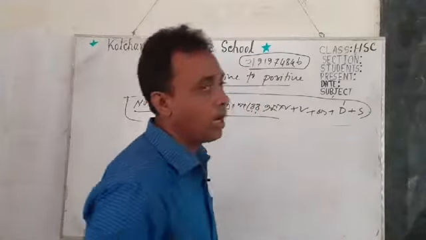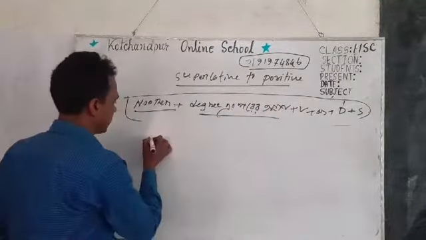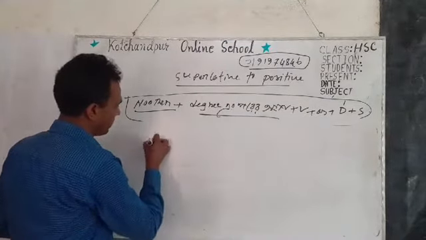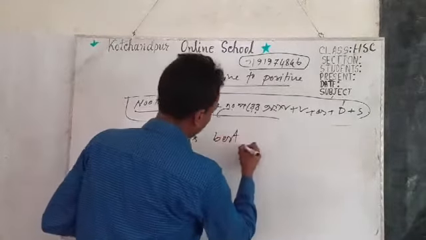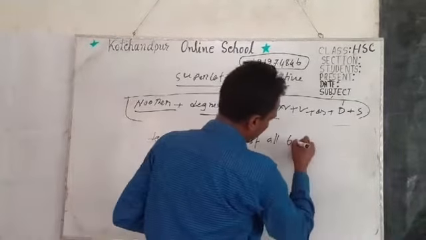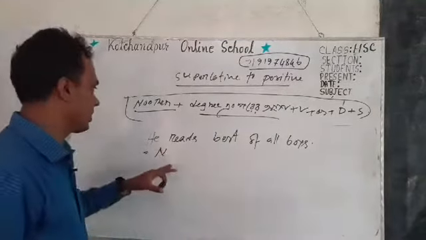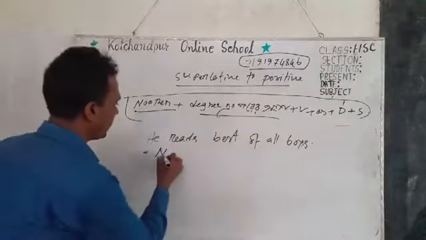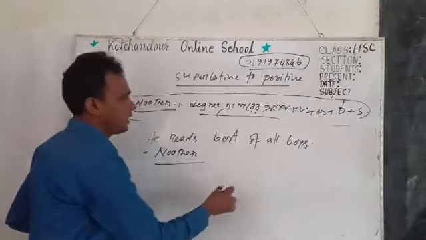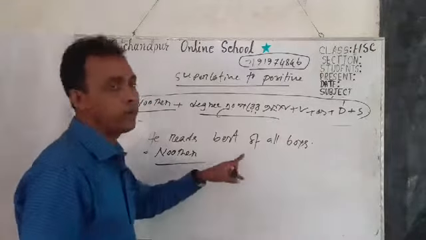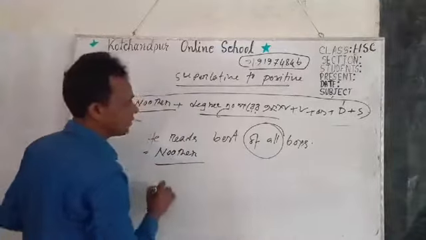Okay, I'll give another example of that. There, you can face problems to change superlative to positive. He reads best of all boys. Okay, the positive form of the sentence will be: no other. You have to remember that if you see "of all" in the superlative form, you will have to remove it just for the sake of making the positive form: no other boy.